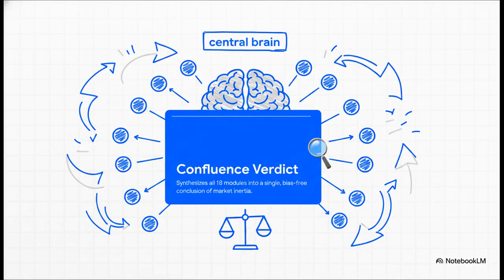So, the crucial point is this. The confluence verdict is the central brain of the entire terminal. It mathematically synthesizes all 18 of those algorithmic modules into one single bias-free conclusion regarding market inertia. This is the absolute solution to the problem of contradictory market signals we talked about earlier. It forces total alignment between global context, institutional liquidity, and price action.